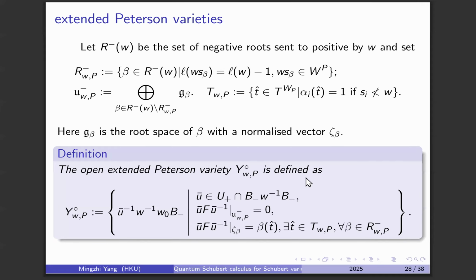And then I define the open Peterson variety Y_{w,P} circ like this. It lies in a Schubert cell and has a similar constraint as defined in the Peterson variety, such that the conjugation of U bar on the principal nilpotent element F has a certain pattern.